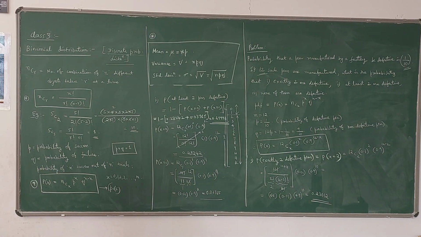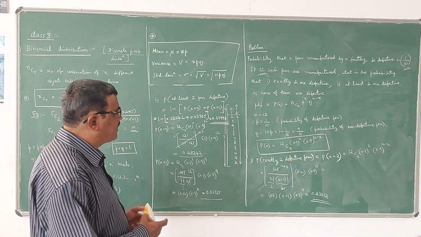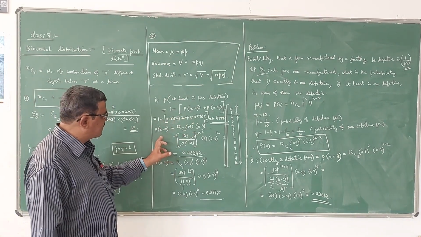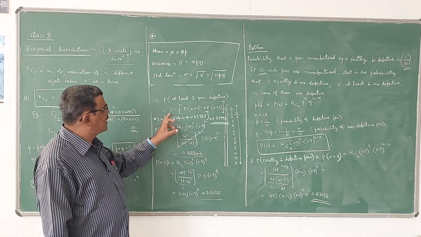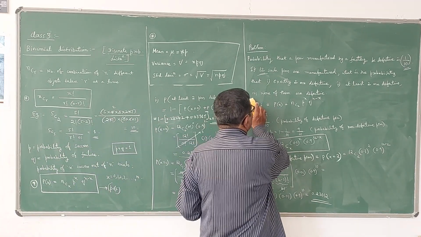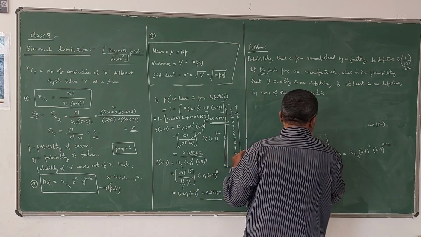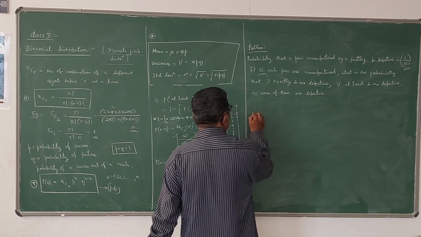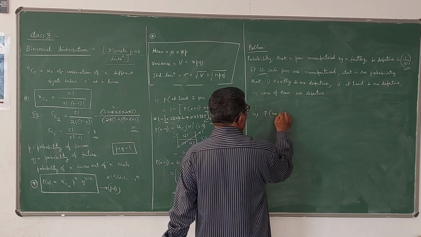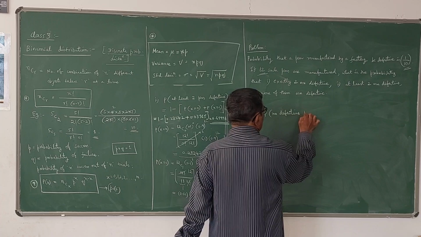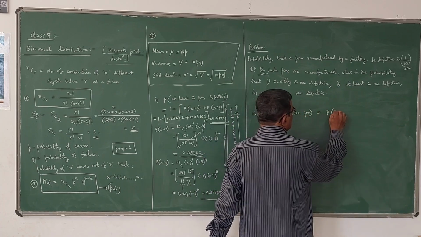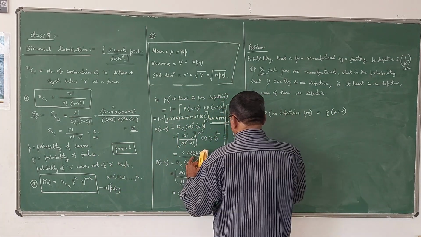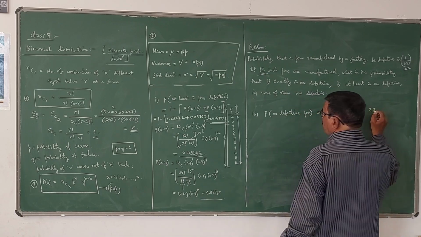Understood? Next, the third one is not defective. Not defective means x is equal to 0, only, right? This one value we have already found out, so this becomes the answer. So the third one is the probability of no defective pen, which is P of x is equal to 0. No pen defective, x is equal to 0. We have already found it: the probability is 0.2824.